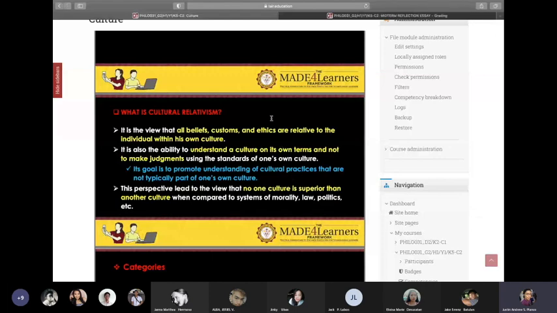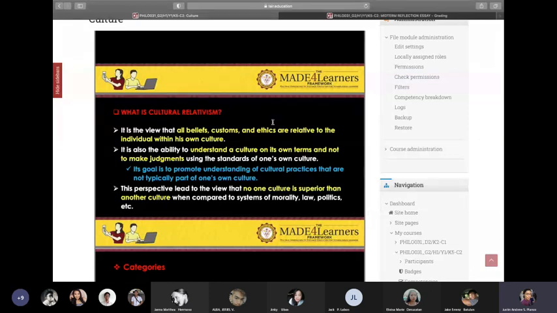It is the view that all beliefs, customs, and ethics are relative, or rather contingent, to the individual within his own culture. Cultural relativism also pertains to the ability to understand a culture on its own terms and not to make judgments using the standards of one's own culture.